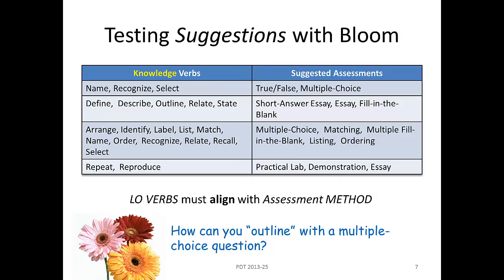Since we're talking about learning outcomes, we're once again back to Bloom's taxonomy. Here is just a simple breakdown of the various possible assessments we can use to test knowledge verbs. Note that the verbs used in the outcomes must align with the assessment method, or we're not likely to be measuring the student achievement after all.